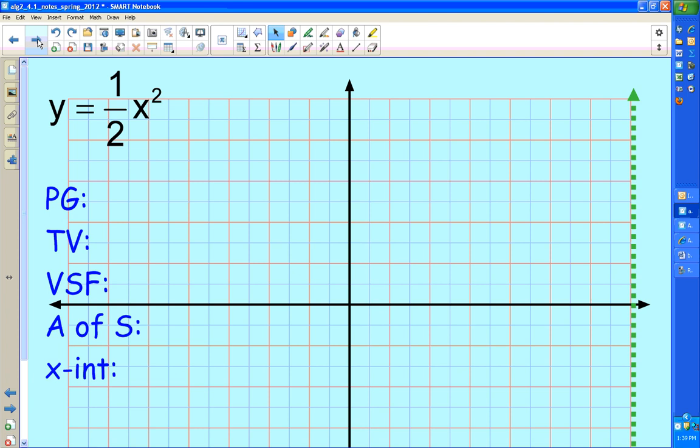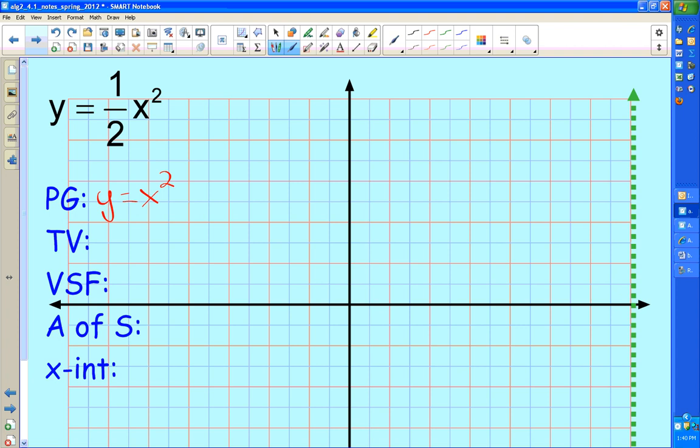Make your list. In this particular function, b is 0 and c is 0. All we're doing is multiplying something times the parent graph. What is the parent graph for this function? Y equals x squared. How do you know it's not absolute value of x? There's no absolute value signs around the x. It's not a mystery. What function are we doing to the x we're squaring?